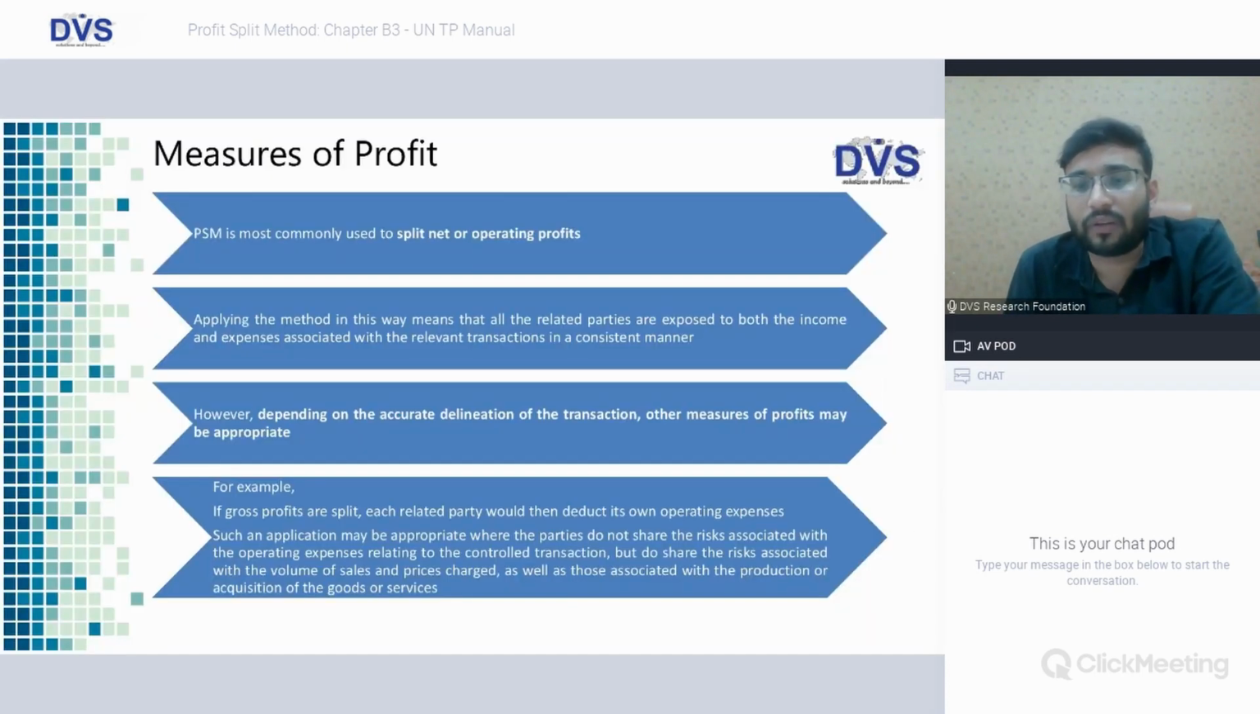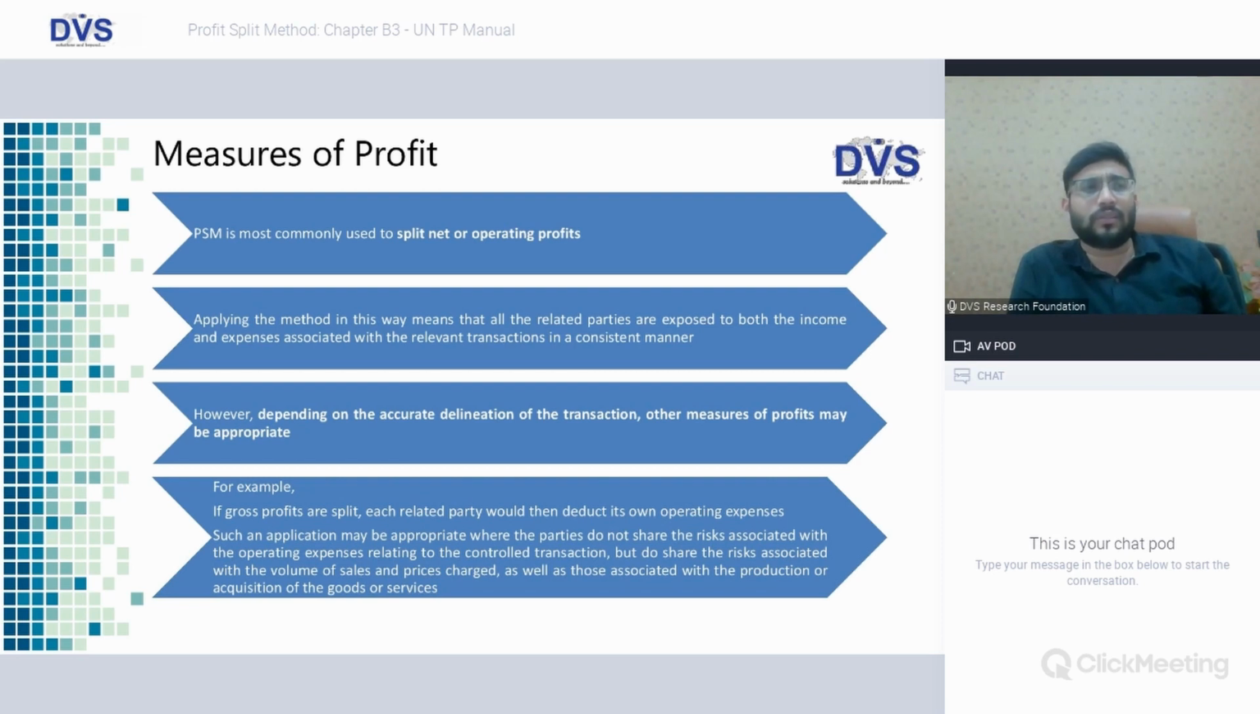Measures of profit and profit splitting factors. PSM is most commonly used to split net or operating profits. Applying the method in this way means that all the related parties are exposed to both the income and expense associated with the relevant transactions in a consistent manner. Other measures of profit may be appropriate. For example, if gross profits are split, each related party would then deduct its own operating expenditure.